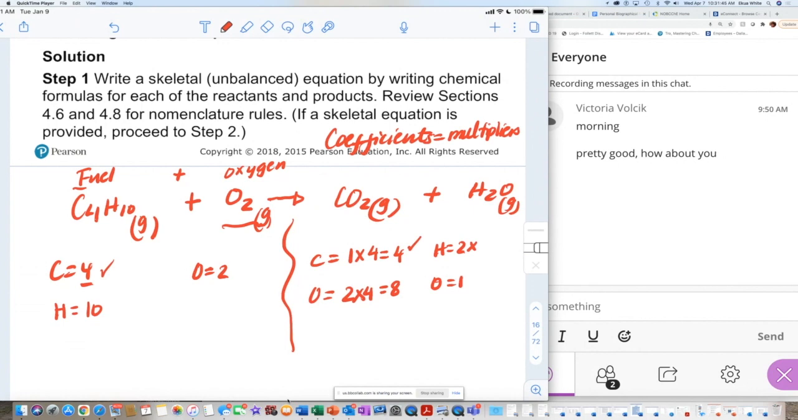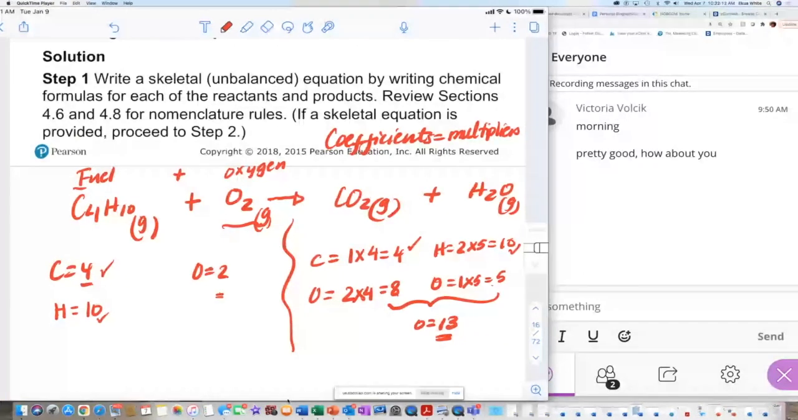Hydrogen, let's see, times 5 to make 10, times 5 to make 5. Okay, the hydrogens look balanced. Now the oxygen, I deal with that last. Total oxygen on the left, 2. Total on the right, I have to add these two. 8 plus 5 is total oxygen, 13. Okay, compare the right oxygen to the left oxygen. I got 13 and I got 2 here on the left.